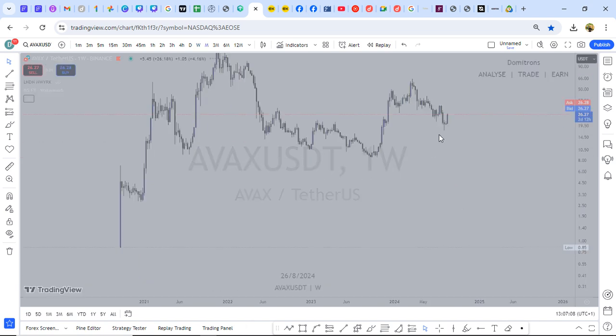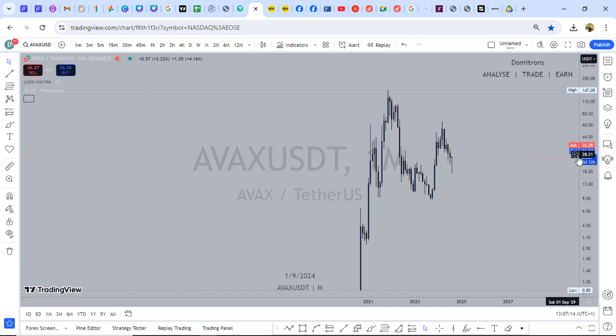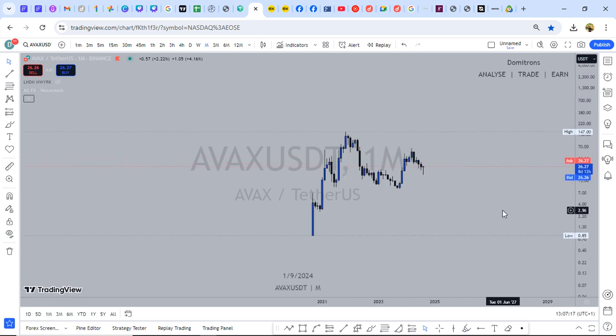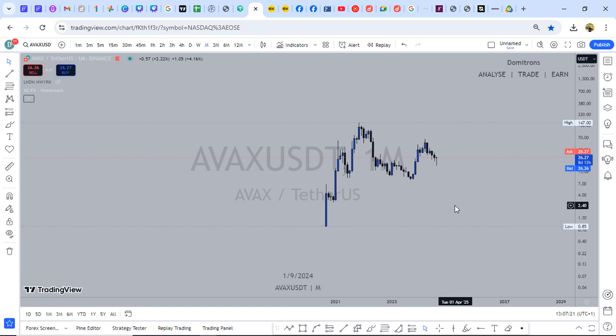So what is my expectation on this AVAX currently? My expectation is that this AVAX is still on a bullish move. All right, so now I'm going to do an analysis right here.